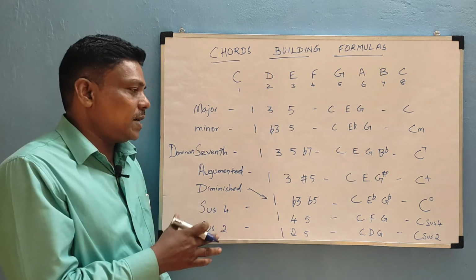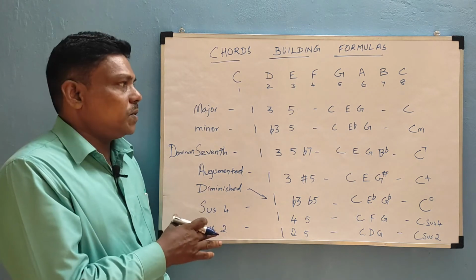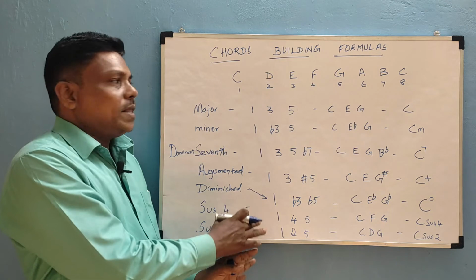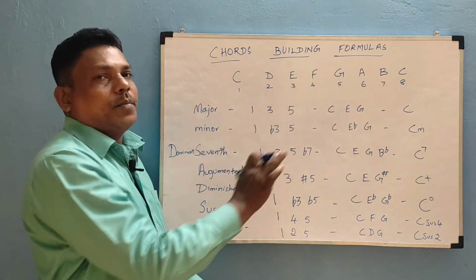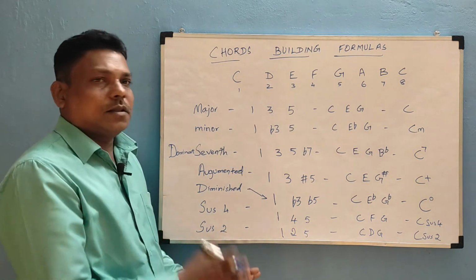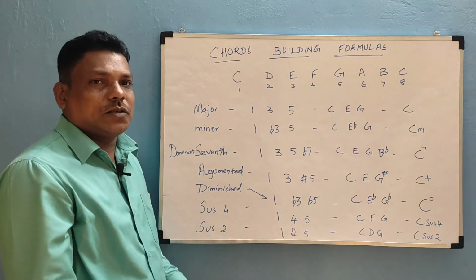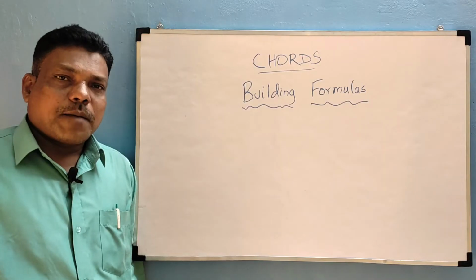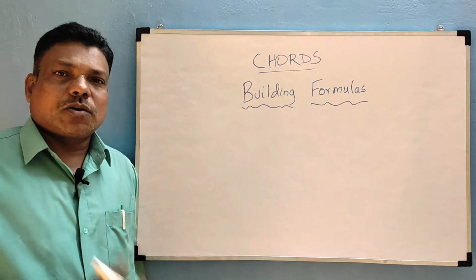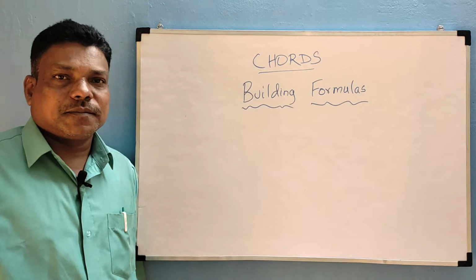These are important lessons. It's so simple. Just apply the formula only with the major scale. Don't depend upon any other scale. This is the right and easiest way to build the chords. Now we will apply these formulas and play these chords on the keyboard.